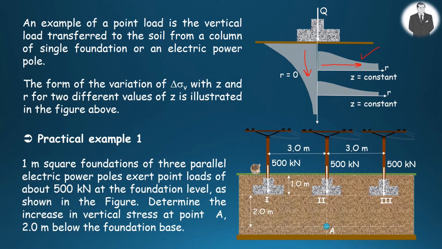A one meter square foundation of each of 3 parallel electric power poles exerts point loads of about 500 kilonewton at the foundation level, as shown in the figure here. Now you are asked to determine the increase in vertical stress at point A, as shown here, which is 2 meters below the base of the foundation.